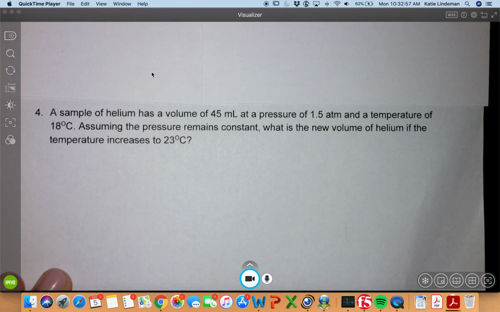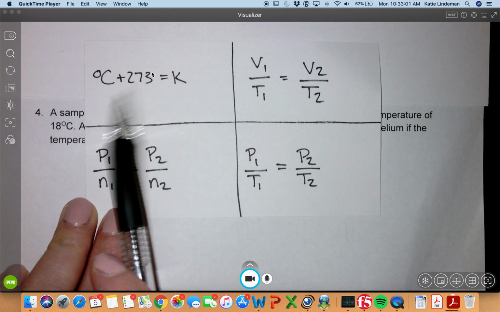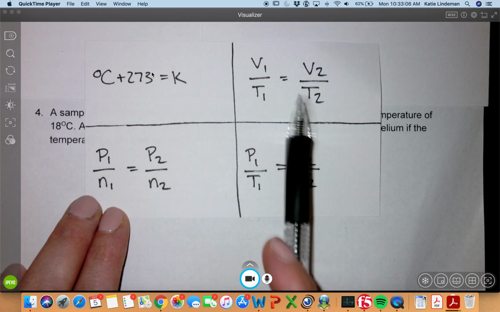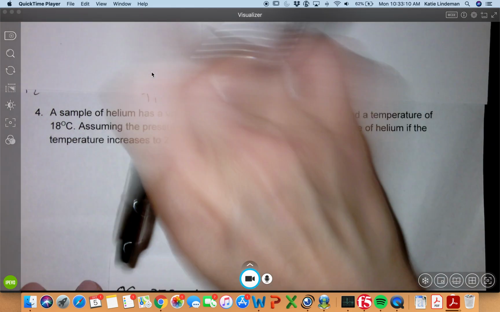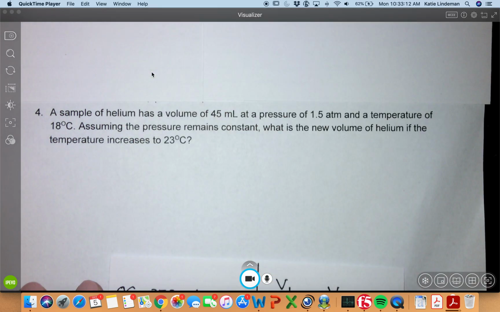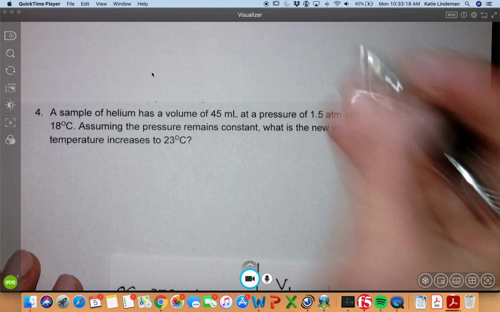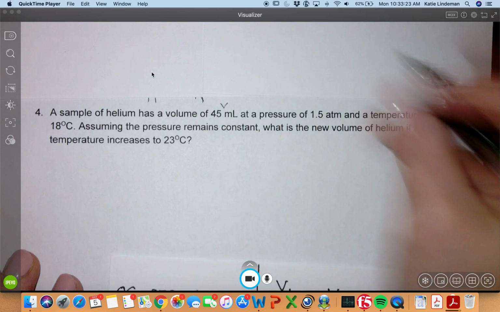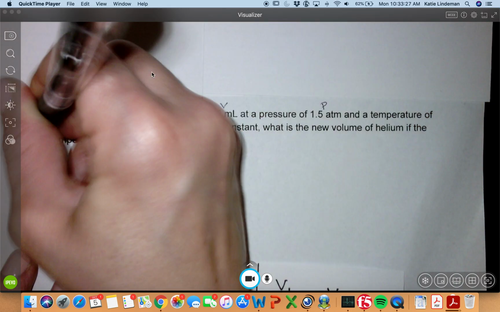So this final problem, we are again using this little note card. We have our degrees Celsius to kelvins conversion, and then we have 3 different formulas we can choose from. So to start out, I'm just going to read through my problem and sort out what measurements I have. Okay, so a sample of helium has a volume of 45 milliliters, so that's going to be our volume, a pressure of 1 atmospheres, and a temperature of 18 degrees Celsius.